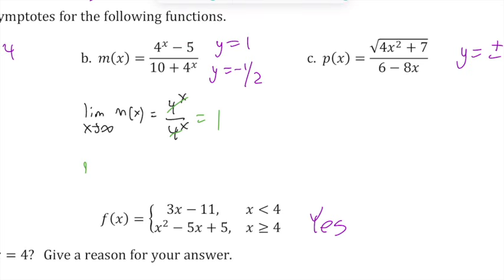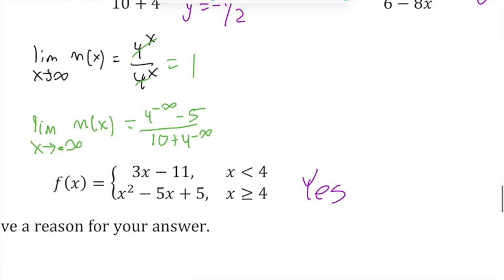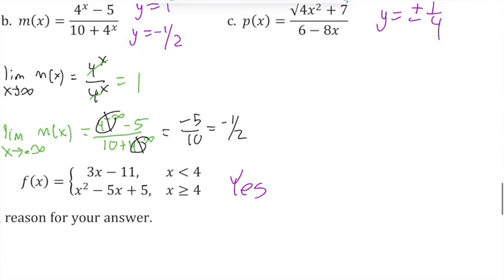The second one, the limit as x approaches negative infinity. Let's actually plug this one in. We get 4 to the negative infinity minus 5 over 10 plus 4 to the negative infinity. This is 0 here, and this is 0. So really, this is just negative 5 over 10, which is negative 1/2. And that's our second one.